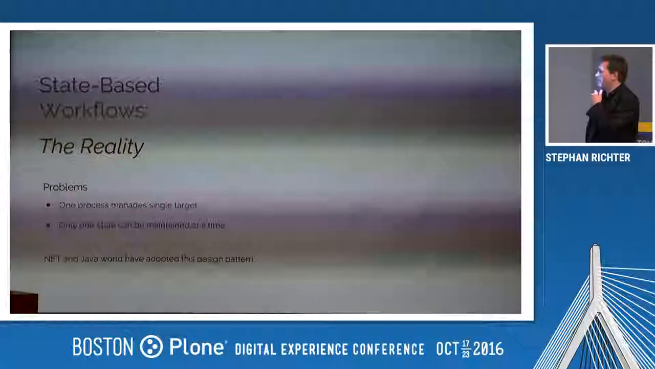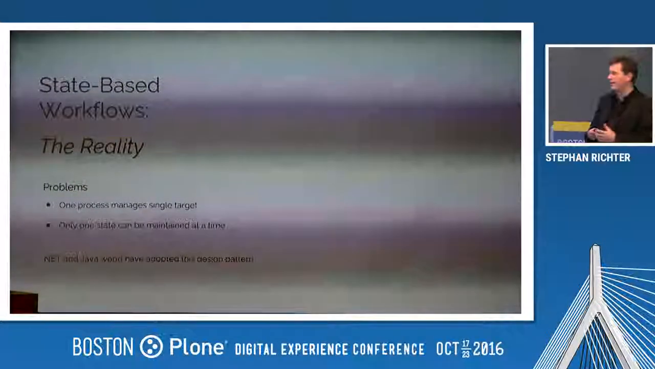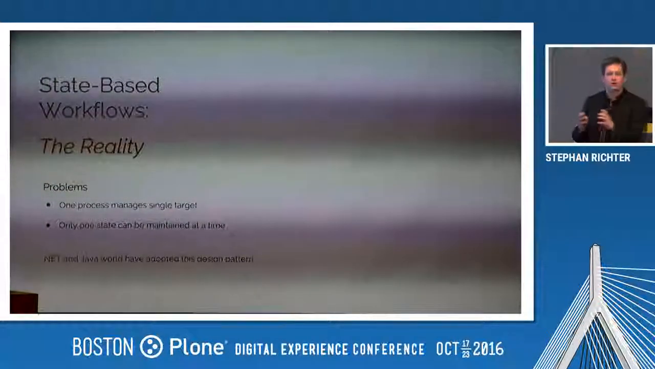Now, the reality is state-based workflows are not really workflows, and there are two big problems with this. First of all, you can only manage a single target, like a single content object. And you can really only maintain one state at a time, unless you define a second attribute and play this entire game again. I was asking all week around here how it is done, especially the single target. That really bothers me as a limitation. I was hoping somebody would tell me that we create a folder-ish object and dump all our resources, like images that belong to an article or blog post, and publish that. But nobody gave me this answer.